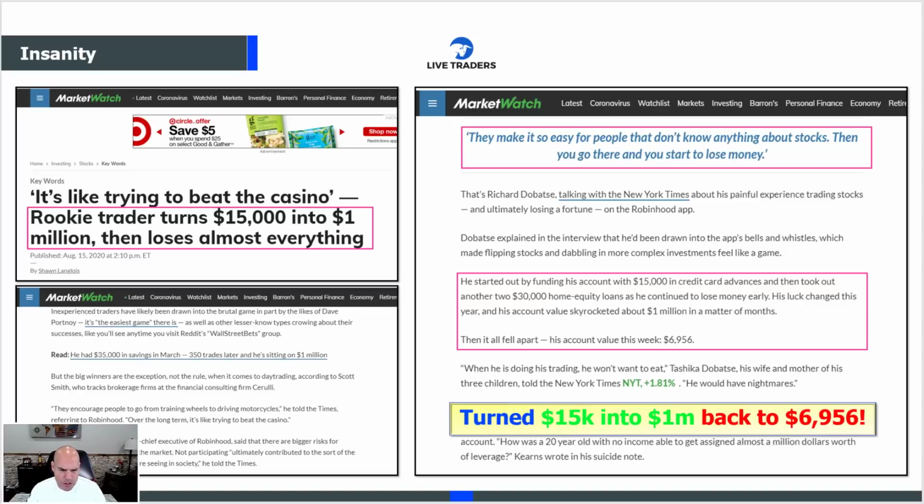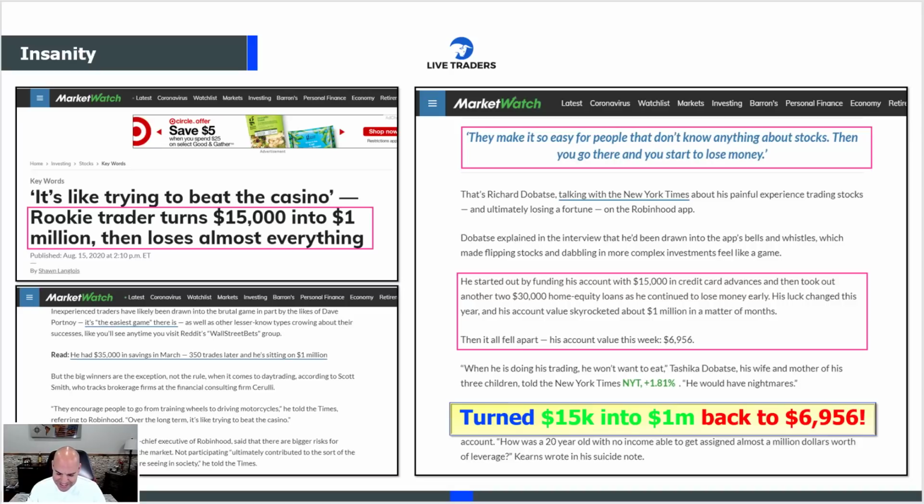So this particular person, I think I could be wrong on this, maybe he was using Robinhood. Yeah, there it is, using Robinhood. But anyway, he started out funding his account with $15,000. Wait for it, in credit card advances. Yep, I'm going to read that line again. He started out funding his trading account with $15,000 in credit card advances.